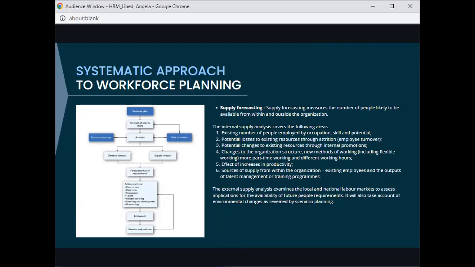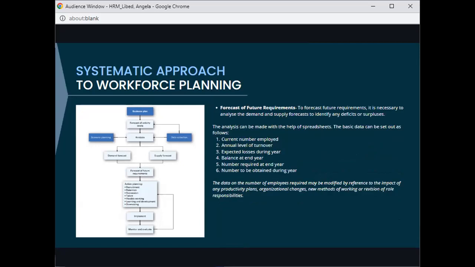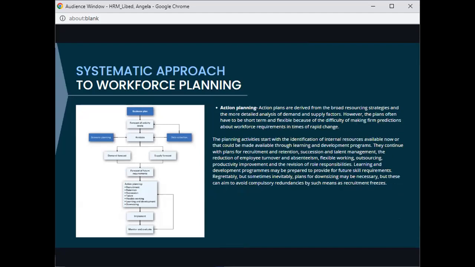Then, after that, forecasting of future requirements. To forecast future requirements, it is necessary to analyze the demand and supply forecast to identify any deficits or surpluses. After that is action planning. Action plans are derived from the broad resourcing strategies and the more detailed analysis of demand and supply factors. However, the plans often have to be short-term and flexible because of the difficulty of making firm predictions about workforce requirements in times of rapid change.